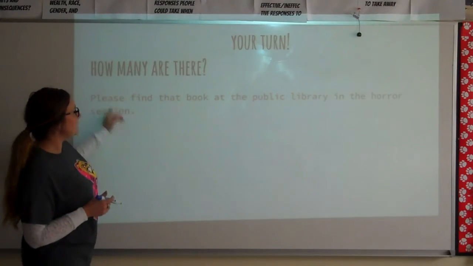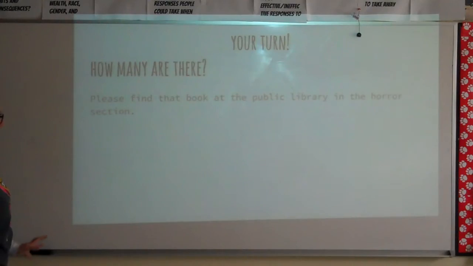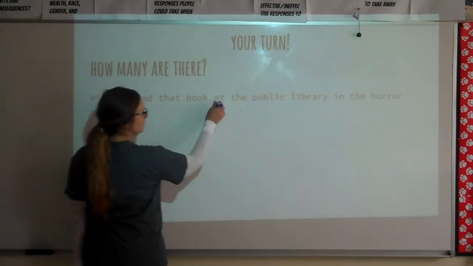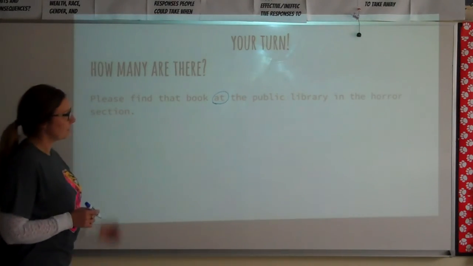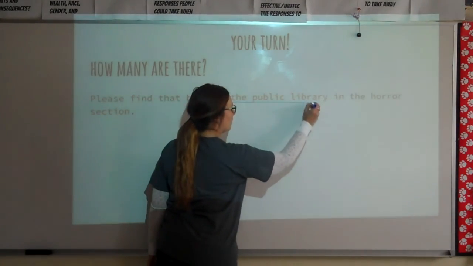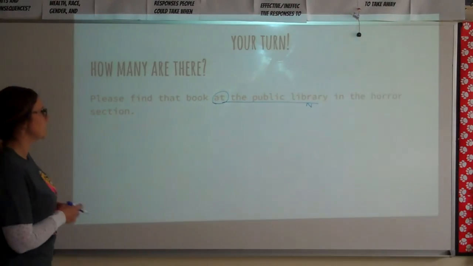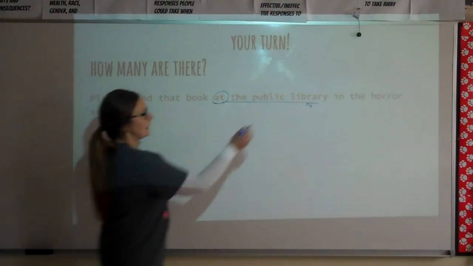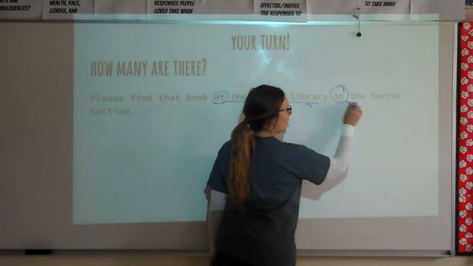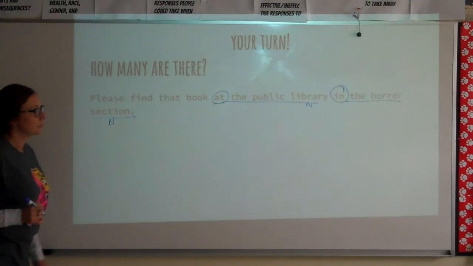Alright, so please find that book at the public library in the horror section. So I have to search through and see what are some words that show me the relationship. What are the words that show me direction or a place? Okay, and in this case, at would be a preposition. Okay, and if I want to find the whole prepositional phrase, at the public library, because that's my noun. Okay, and then I have to look because sentences can have multiple prepositional phrases. So then I have in the horror section, in is the preposition, okay, and the horror section would be the noun, so that's where it ends.